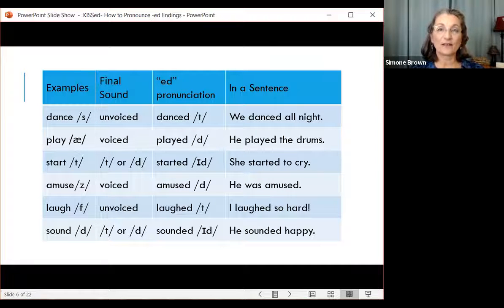Okay, laugh. Now, that's crazy because it's a GH, but the last sound is an F sound. Unvoiced. Laughed. I laughed so hard. Now, sound. It's a D. So it adds another syllable. Sounded. He sounded happy. You see? So that's some practice for you.